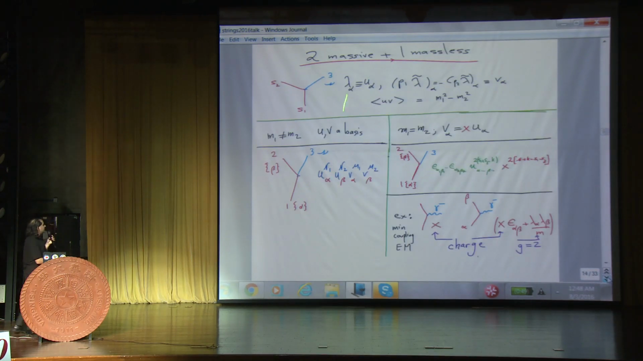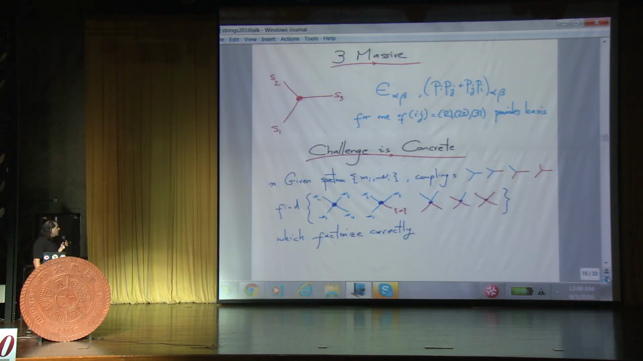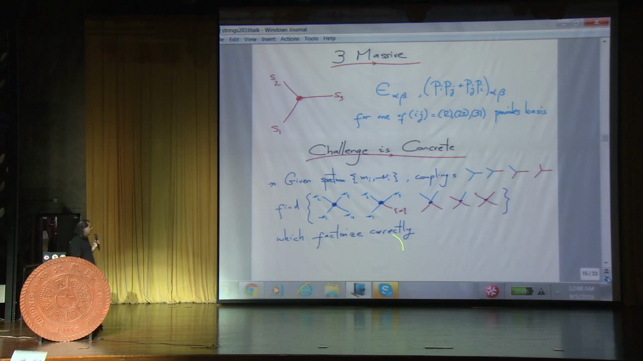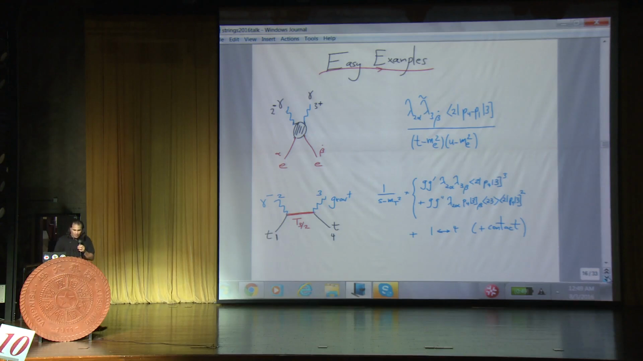You can do it for the case of 2 massive and 1 massless particle, and there's interesting differences between the cases where the masses are different and the masses are the same. You can do it for the case of 3 massive particles. And so we can work it out. We know what all the 3 particle amplitudes are. We know what all the polynomials are that have to occur when you exchange them. And so this is how things are labeled. They're just labeled by helicities on the outside for the massless particles and these symmetric tensors for SU2. So the challenge is concrete.